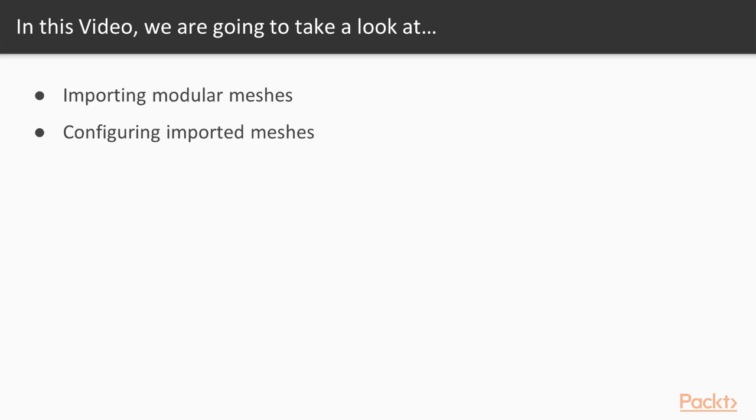In this video, we're going to look at how we can import modular meshes into our Unity projects. These are mesh pieces like straight sections, corner sections, intersection pieces, how we can import these different tiles into a project. Then we're going to look at how we can configure the imported meshes for optimal performance.